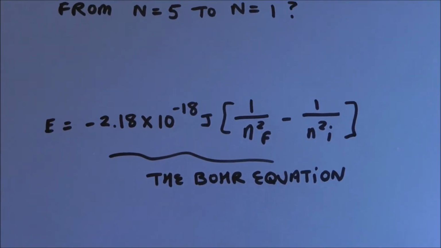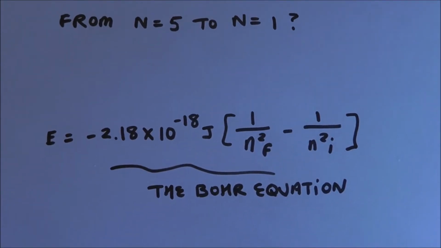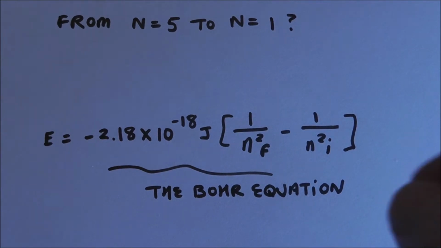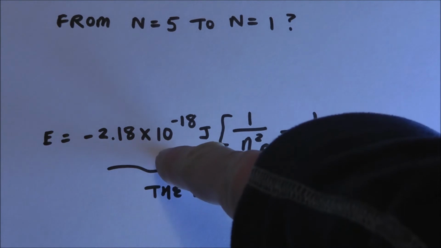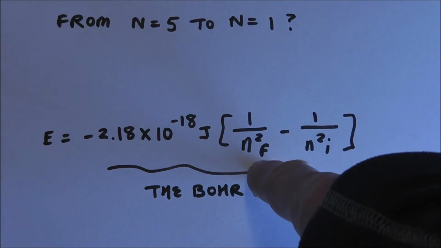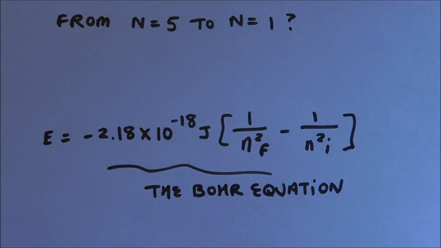And this was something pioneered by Bohr and company, who figured out the Bohr equation, which is an inverse square law, where the energy is proportional to a constant times 1 over n squared final minus 1 over n squared initial.